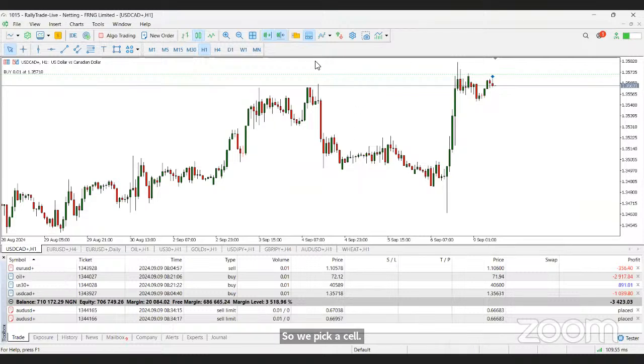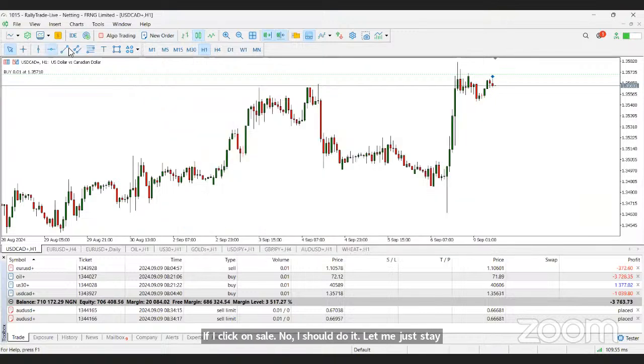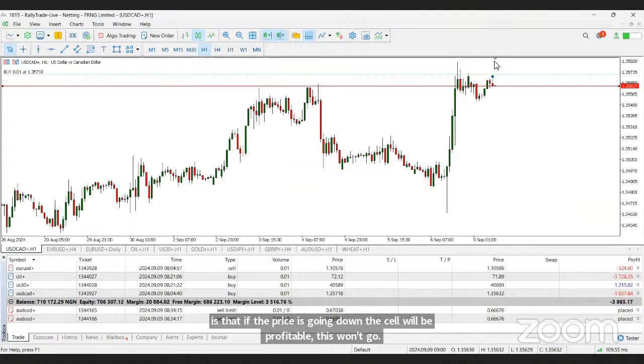So we pick a buy. Instead of the price going up, the price begins to go down. Now, if you click on sell, like so, I'm going to just do it here for the sake of training. If you click on sell here, it means that if the price is going down, the sell will be in profit, but the buy will be in a loss. This one is called hedging in the opposite direction.